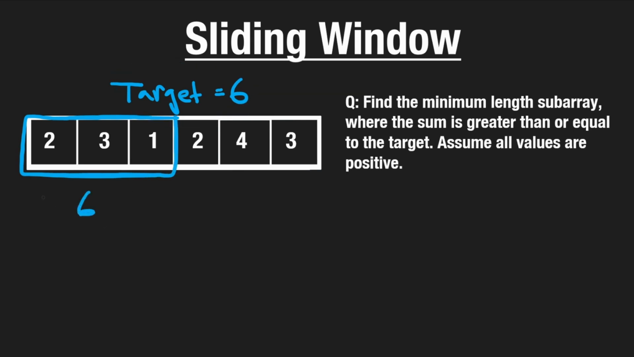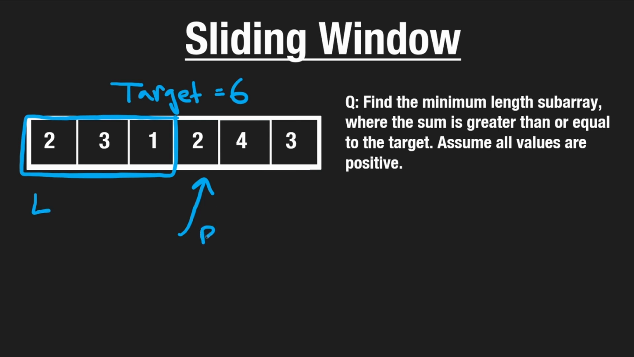Well, what's the length of this subarray? We would just get the beginning and the ending index and easily calculate it. The window is of size 3. So that's our minimum length so far. Now, paying attention to the fact that all values in this array are positive, we can continue to grow our window. Our window is starting over here. This is the left pointer.